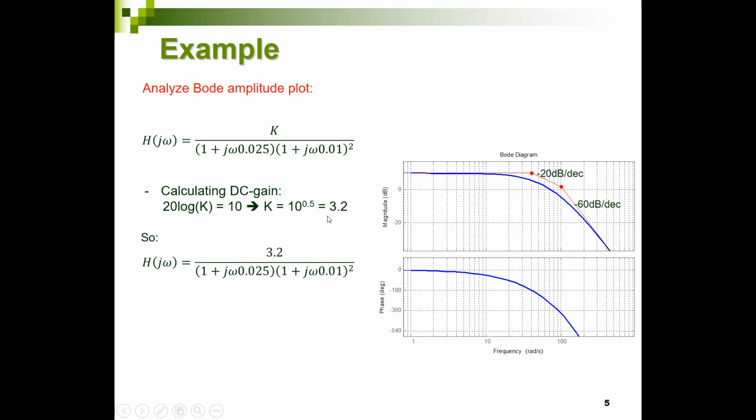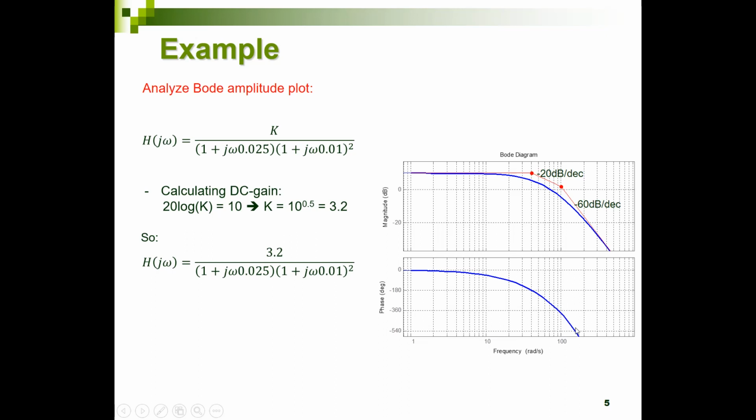So this is my transfer function. H is equal to 3.2 divided by 1 plus j times omega times 0.025, times 1 plus j times omega times 0.01, and that expression squared. So that's all. Or not. No, that's not all, because we haven't looked at the phase characteristic.